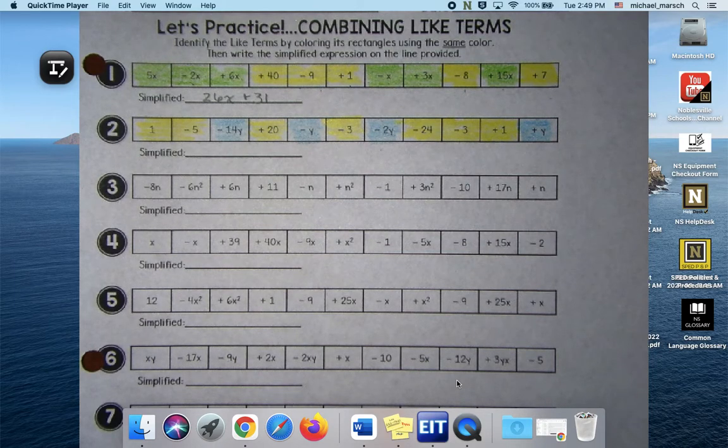Well, the first one was X's and these are Y's. It's a light blue.